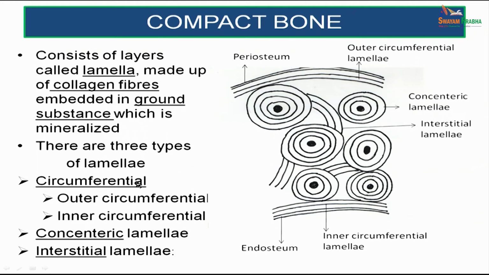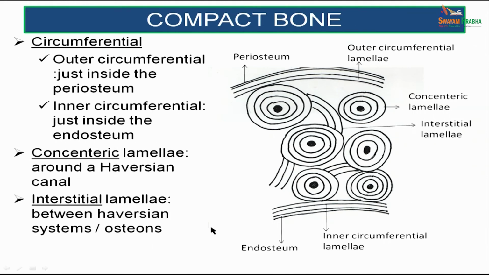The circumferential lamellae themselves are of two types: outer circumferential and inner circumferential. So, again we come to the diagram, these are outer circumferential lamellae and these are inner circumferential lamellae. The outer circumferential lamellae are just inner to the periosteum, or on the outer aspect of the outer circumferential lamellae we find the layer periosteum. Then the inner circumferential lamellae are on the innermost part, and inner to that we get the layer endosteum.